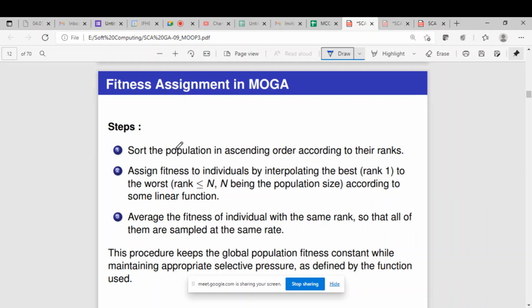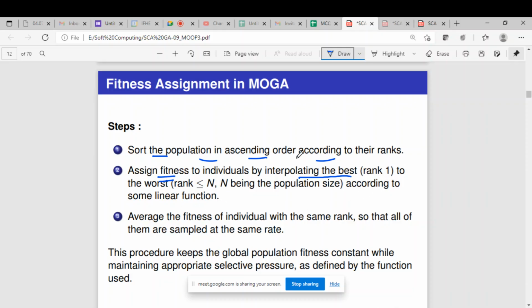So the algorithm says first sort the population in ascending order based on the rank. That is, first we assign the rank, like whatever we did so far. In that process, by referring to the objective function, we assign the rank. Then sort it in ascending order based on the rank. Then assign fitness to individuals. This is a new fitness, not the original fitness. Based on the rank, we assign a new fitness value to the individuals by interpolating the best rank to the worst rank.